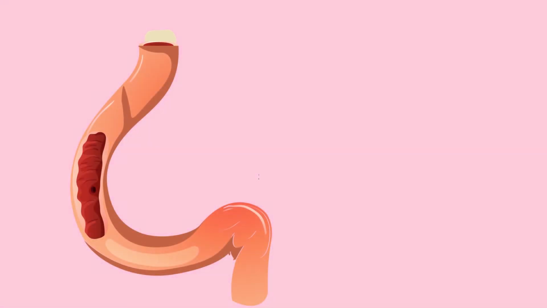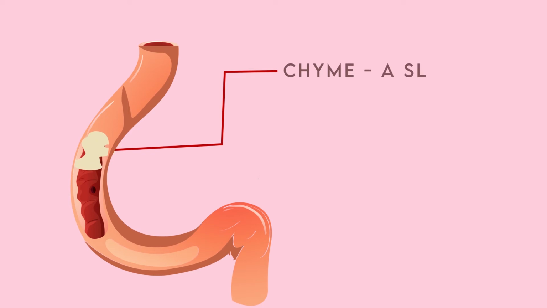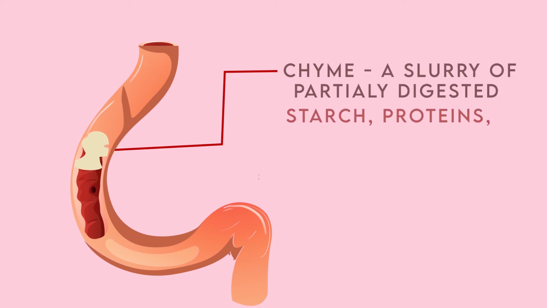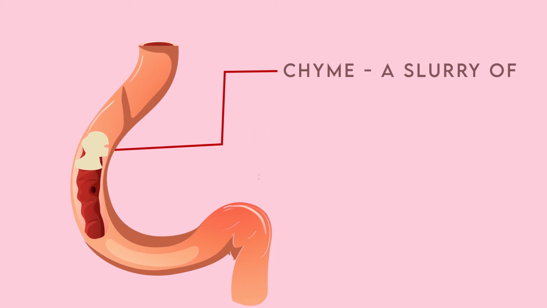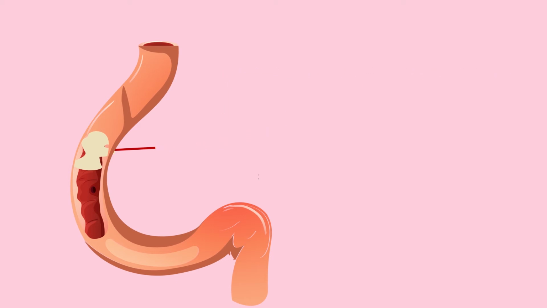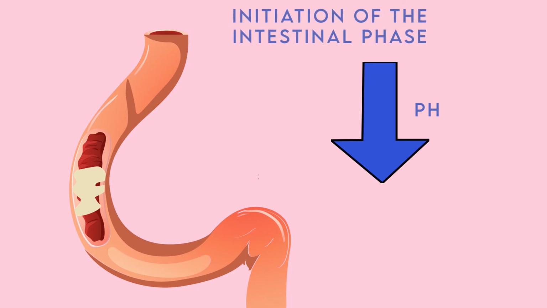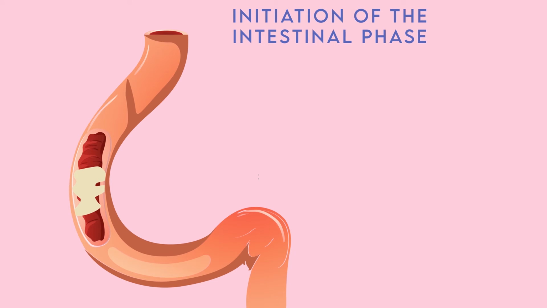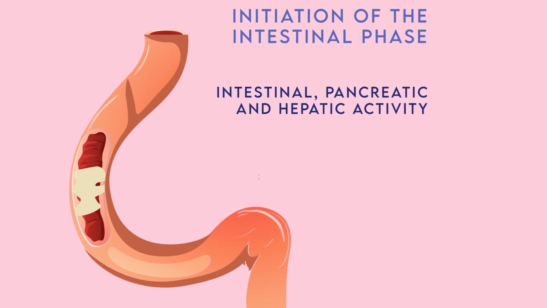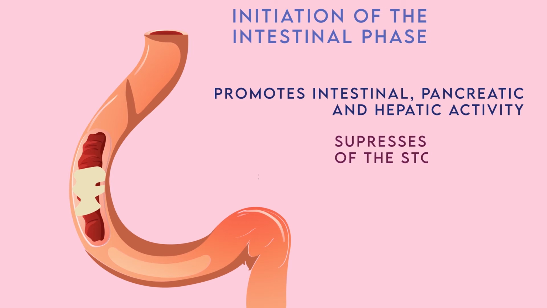The chyme, now entering the small intestine, is a slurry of partially digested starch, proteins, lipids, and nucleic acids. Many food molecules haven't been digested yet at all, and even those that have been still require further breakdown before being absorbable. The inflow of chyme from the stomach causes the duodenum to distend and experience a decrease in pH, both of which initiate the intestinal phase of digestion. This phase promotes intestinal, pancreatic, and hepatic activities while suppressing the activity of the stomach.